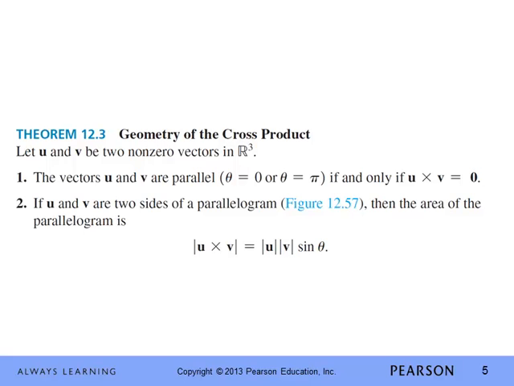As a corollary to number 2 here, in 3 dimensions, if you have a triangle in 3-dimensional space, and we want to find the area of that triangle, well, the triangle is half the area of a parallelogram. So find two vectors that form adjacent sides of your triangle, take their cross product, then take half the magnitude of that cross product. That will give you the area of the triangle. Any questions so far?